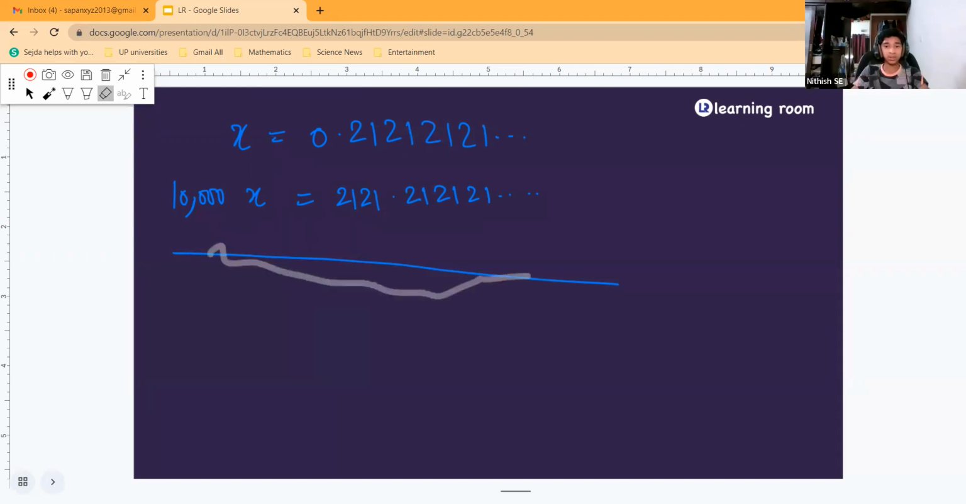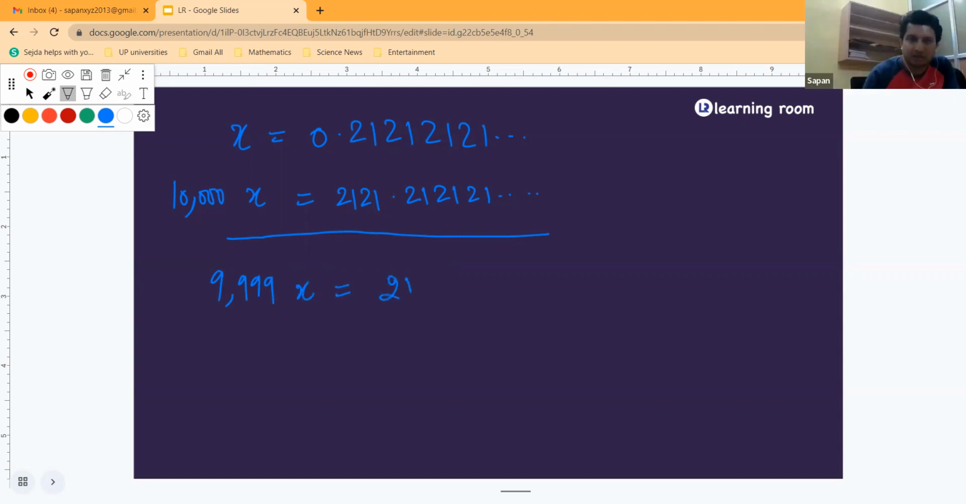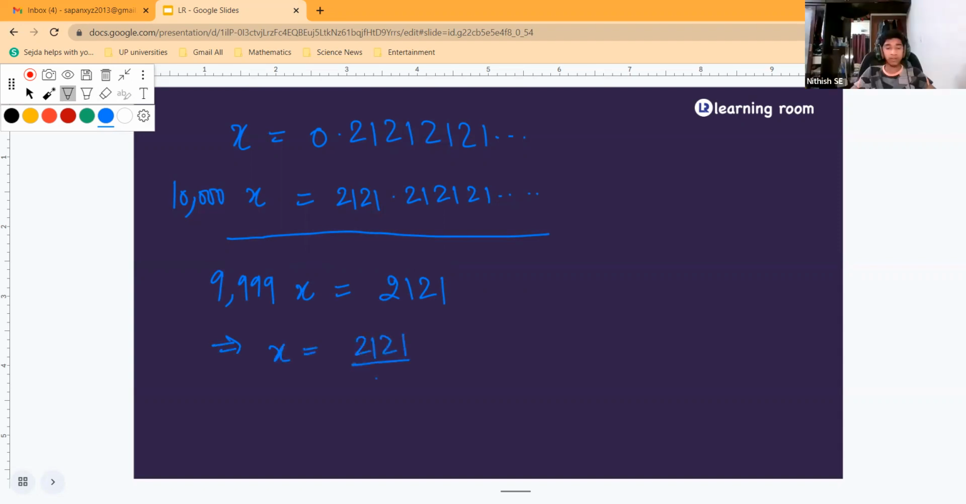9,999x is equal to 2121. Then subtraction tells me 9,999 times x is 0.2121 and this becomes 2121. Yes or no? Yes, sir. That means what is x? 2121 divided by 9999, which is 0.2121. Yes.